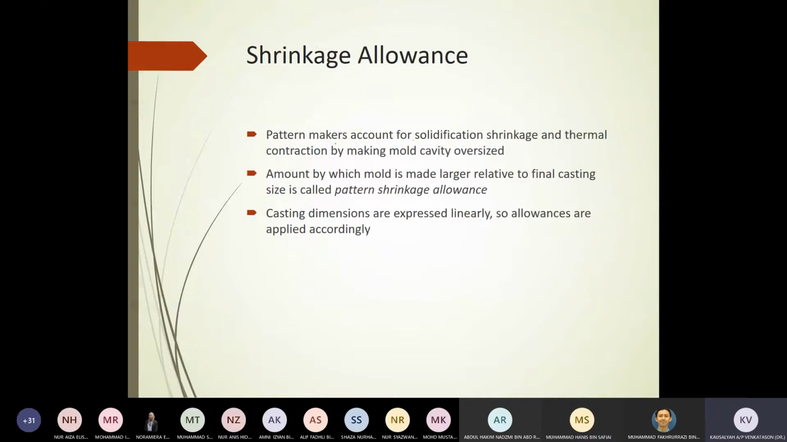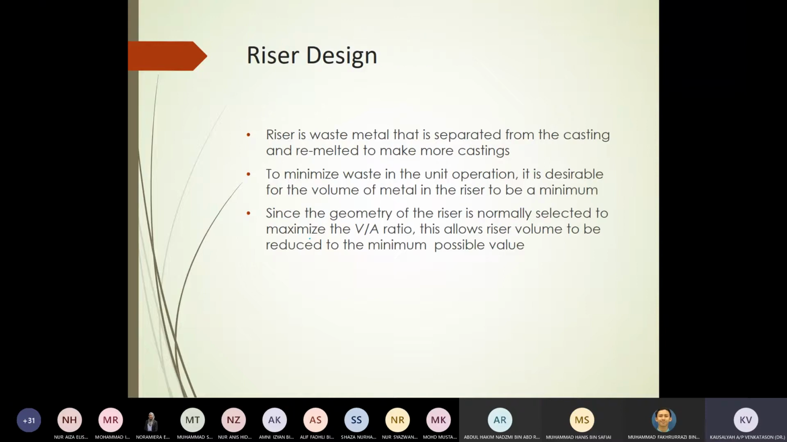Shrinkage allowance: pattern makers account for solidification shrinkage and thermal contraction by making the mold cavity oversized. Not a huge oversize; there will be an allowance and tolerance value for this. The amount by which the mold is made larger relative to the final casting size is called the pattern shrinkage allowance. Casting dimensions are expressed linearly, so allowances are applied accordingly.